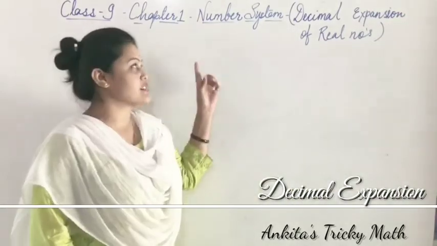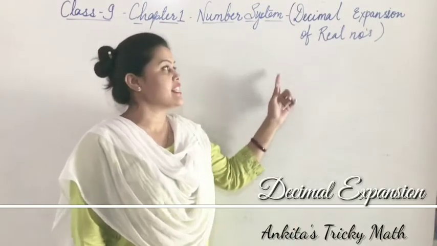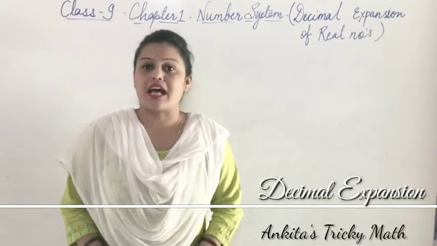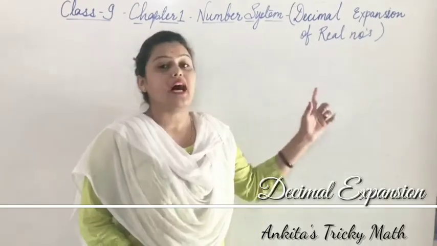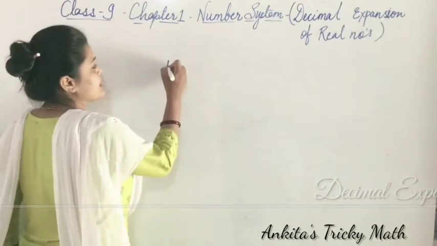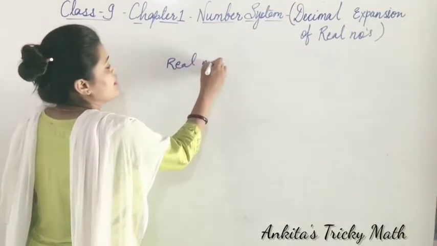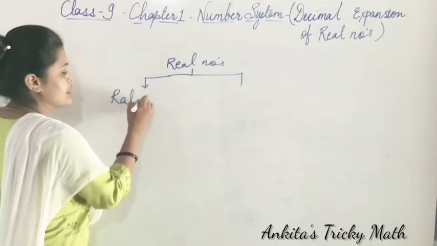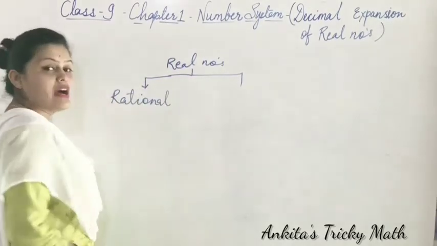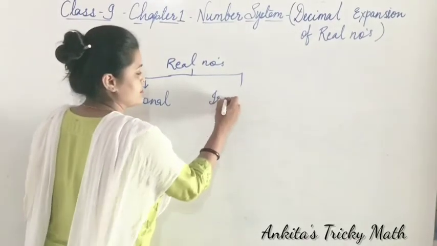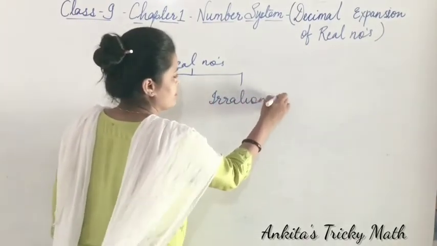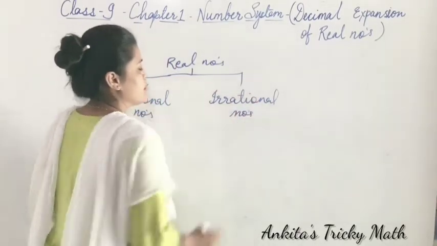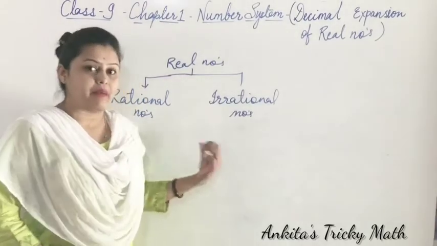On the same chapter, that is chapter 1 of class 9th, decimal expansion of real numbers. As we have seen in our last class, what are real numbers? Real numbers were of two types: rational numbers and irrational numbers. So these were two types of real numbers.